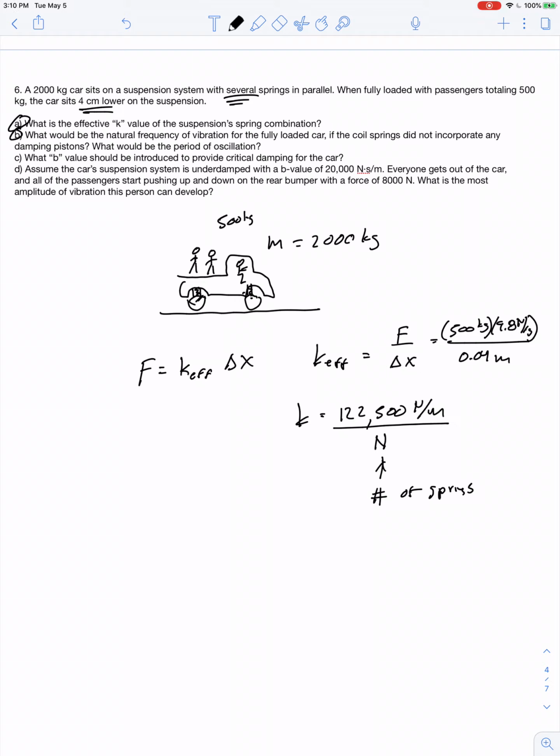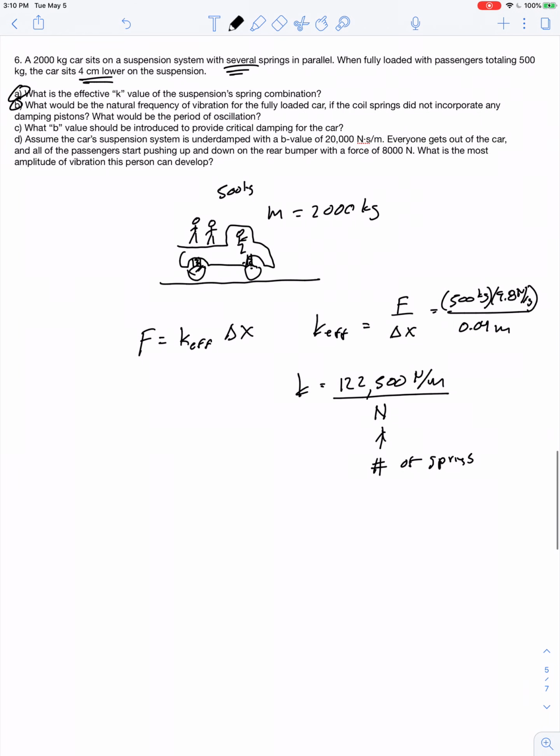Part B, what would the natural frequency of vibration be for the fully loaded car if there was no damping at all? If we removed the pistons and just had the car on the springs, how would it like to vibrate when all the passengers are on board?